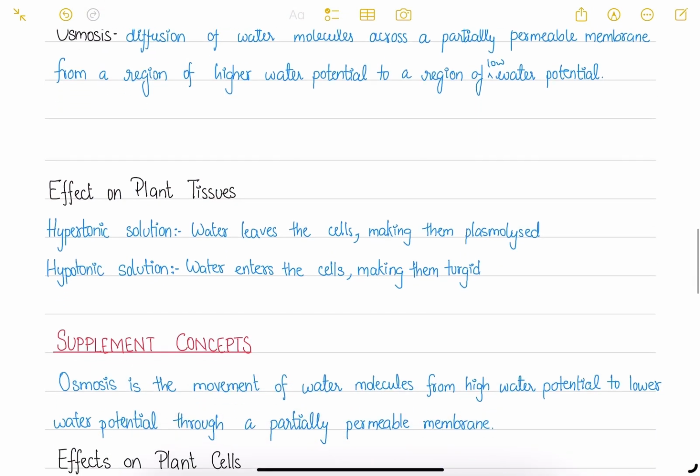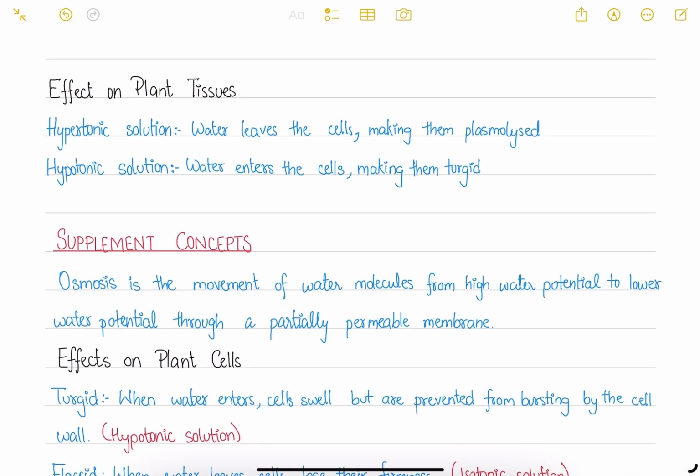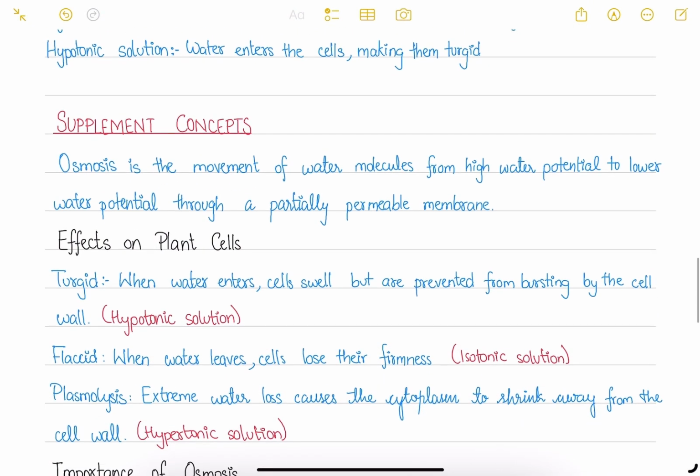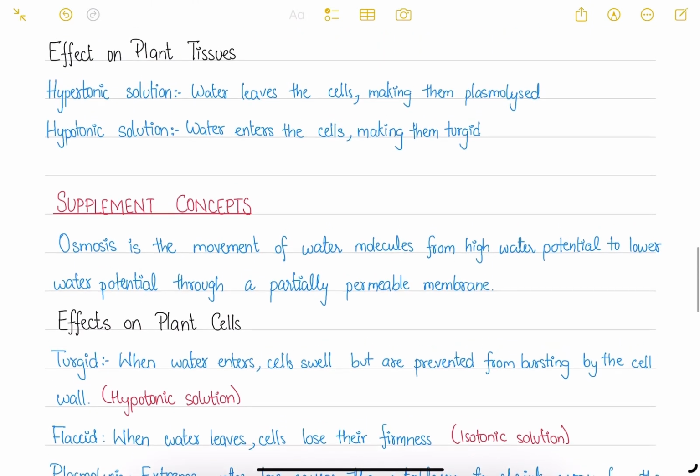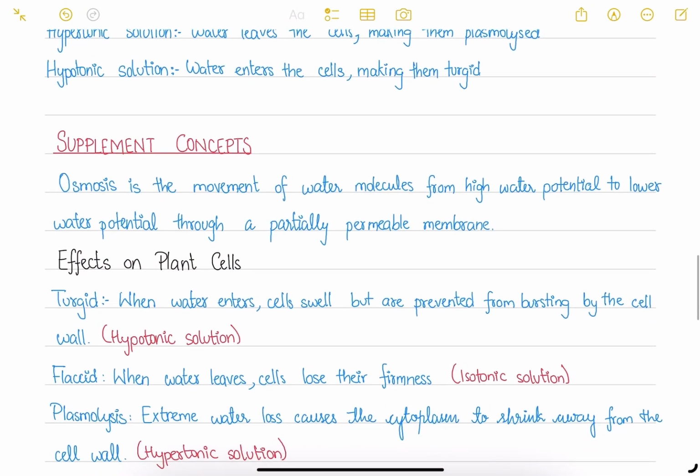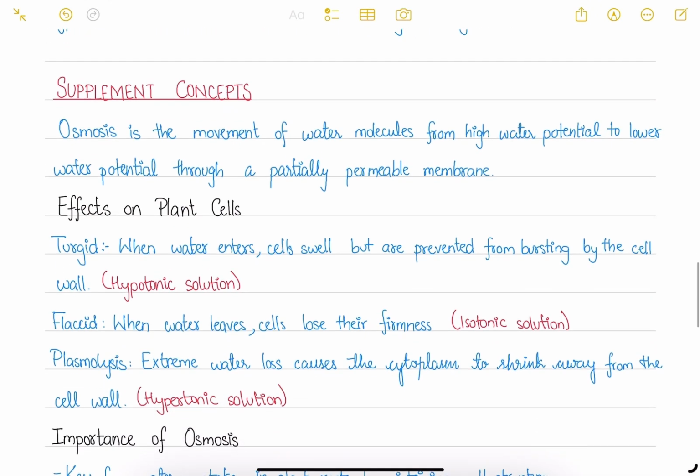Now, for extended students, they have just this one extra statement, that it is through a partially permeable membrane. The rest of the definition is the same for both. Effect on plant cells. So we did learn the effect on plant tissues for core. Now it's for extended as well, where we have three cells: turgid, flaccid, and plasmolysed cell.